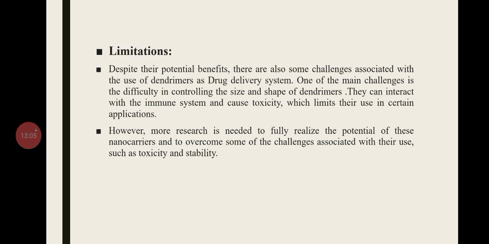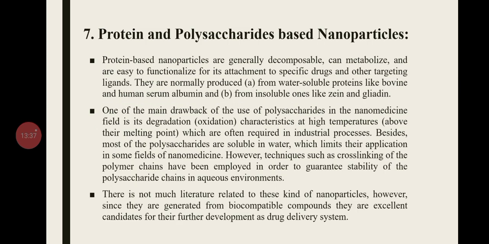Due to the presence of an internal cavity in their globular shape, these macromolecules can help in targeted drug delivery. But despite their potential benefits, they also have some limitations. One of them is controlling the size and shape of dendrimers. They can even interact with the immune system and cause toxicity, which limits their use in certain applications. However, more research is needed to fully realize the potential of these nanocarriers and to overcome some of these challenges associated with their use, such as toxicity and stability.